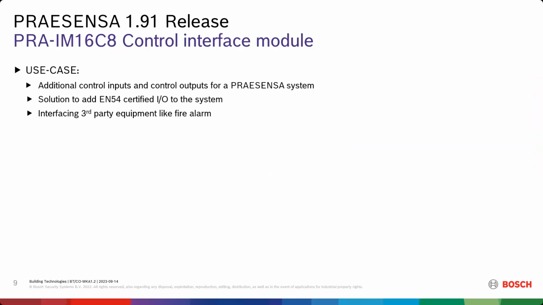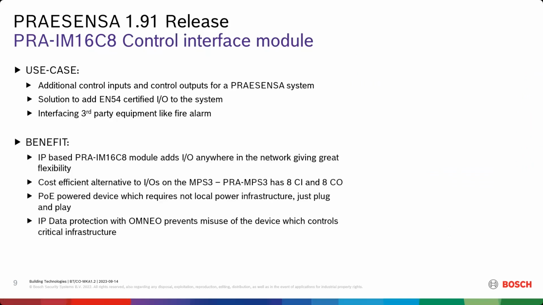Okay, you see the I/O interface module. So what is the use case of this one? Well, it adds additional inputs and control outputs in a PRAESENSA system. It is a solution which is EN54 certified, so you will have contacts that you can use in an EN54 certified context, and it is used for interfacing third-party equipment. A very often seen use case is, for instance, interfacing to a fire alarm system, which requires also the EN54 certification. And if you have a lot of zones to address, you need additional I/O.